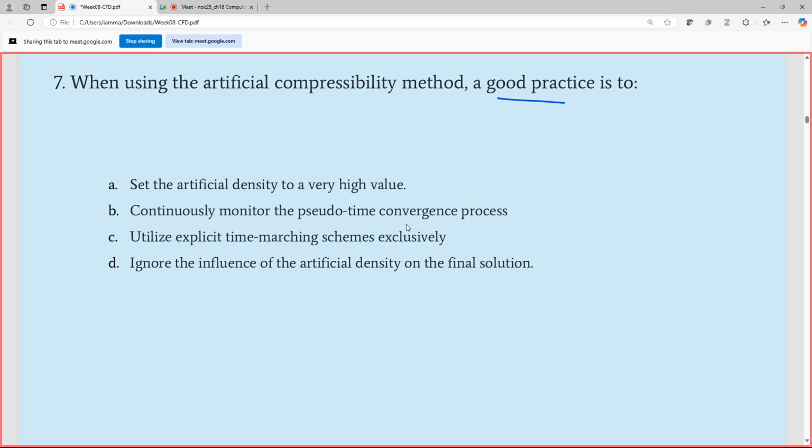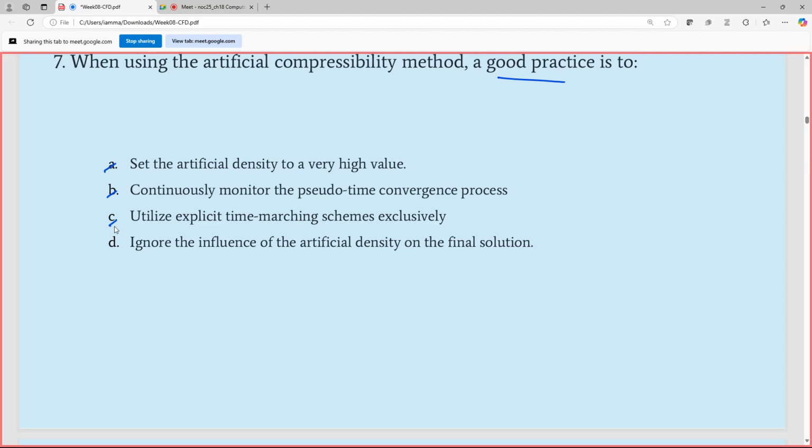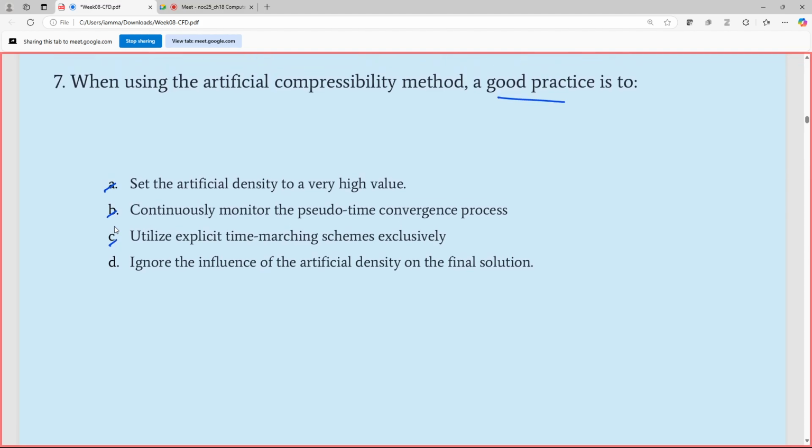Options are: setting the artificial density to a very high value; option B, continuously monitoring the pseudo time convergence process; option C, utilizing explicit time marching schemes exclusively; option D, ignoring the influence of artificial density on the final solution. You can inbox your answers.